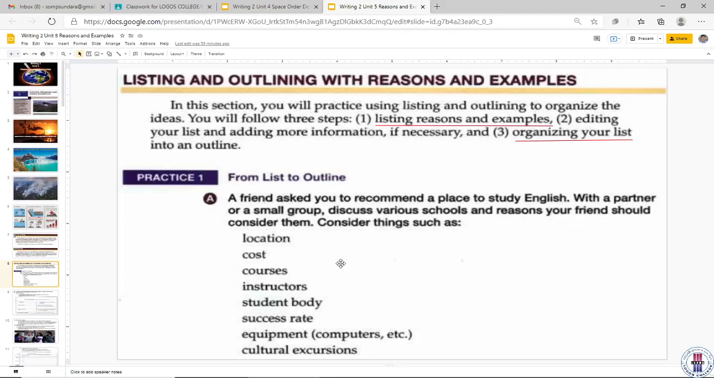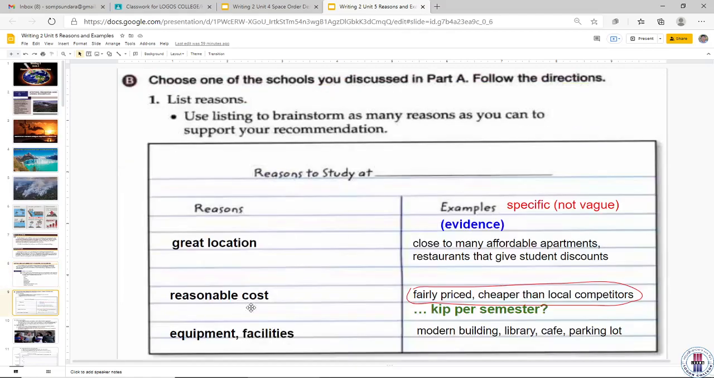So here are your reasons. Why should you go to a certain school? The location, the cost, the courses, the instructors, equipment. But you want to give examples that are specific, not vague. You want evidence that's specific. What do I mean by specific?